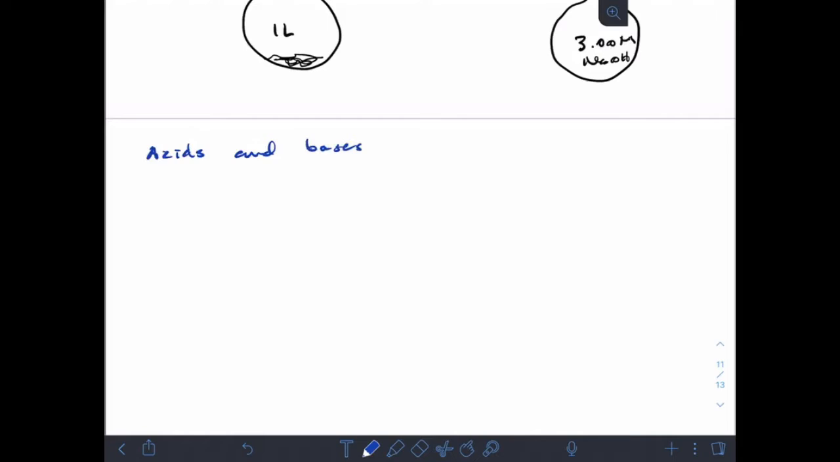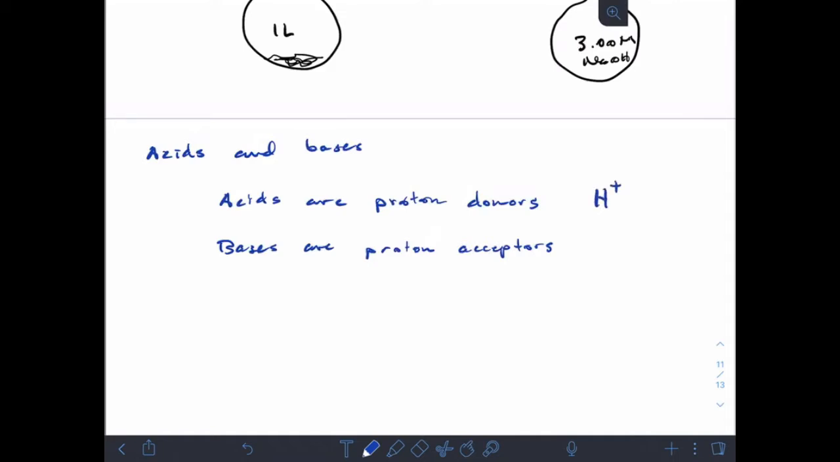All right, and the simple version of things is that acids are proton donors. And bases are proton acceptors. Okay, so we're going to have a transferring of a hydrogen ion, an H+. Right, so when we're talking about protons, we're talking about H+. Okay, because a hydrogen atom with no electrons on it is nothing but a proton.